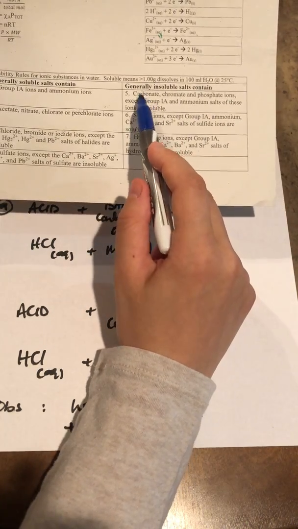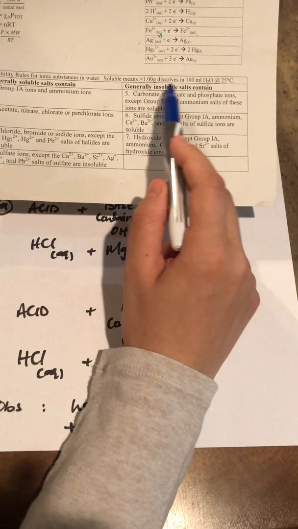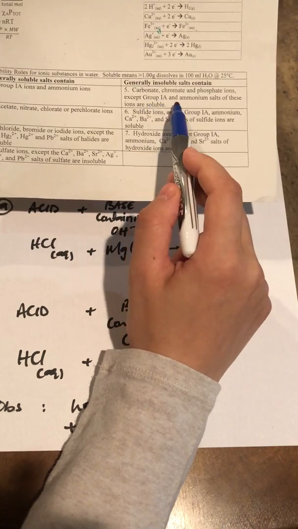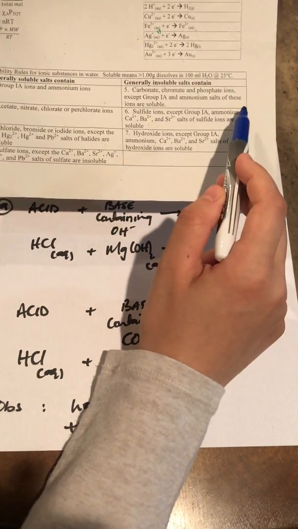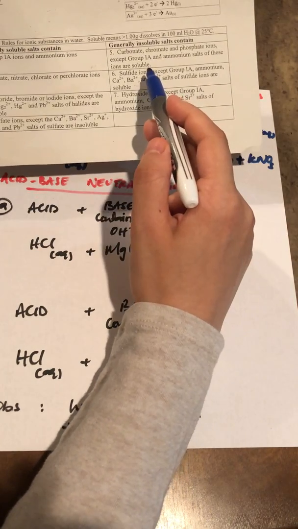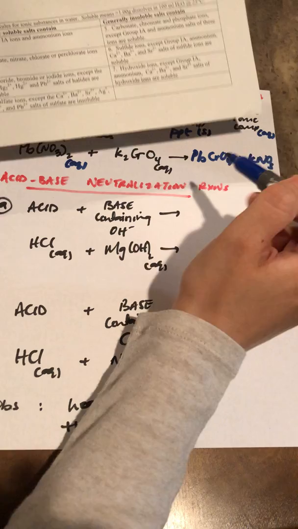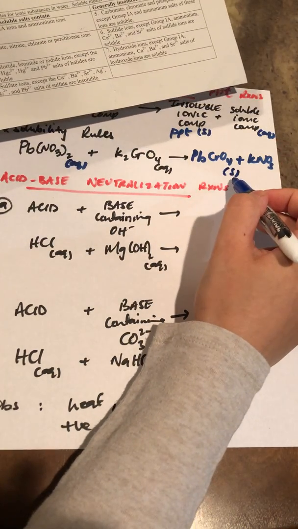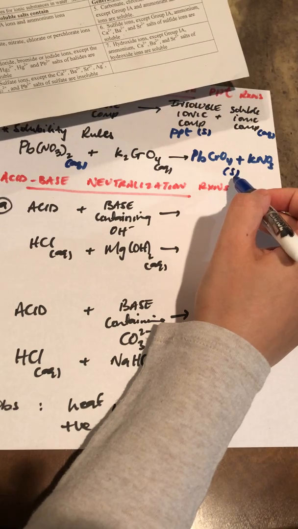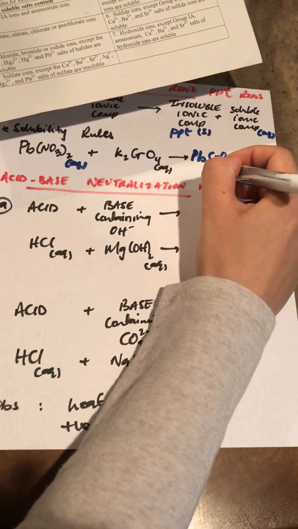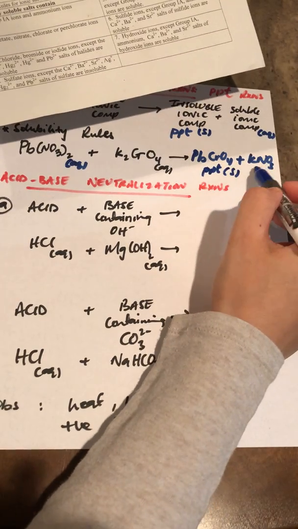So over here we have carbonates, chromates, and phosphates are generally insoluble except for group 1 ions and ammonium salts. Since we can see that lead chromate is obviously not one of the exceptions and it does fit the insoluble salts, we can give it a state of matter of a solid, since it's insoluble.